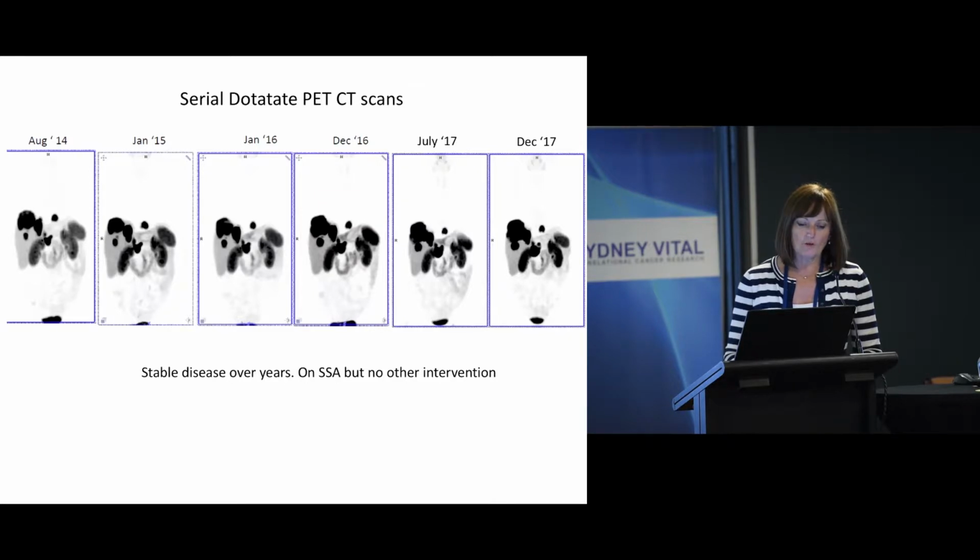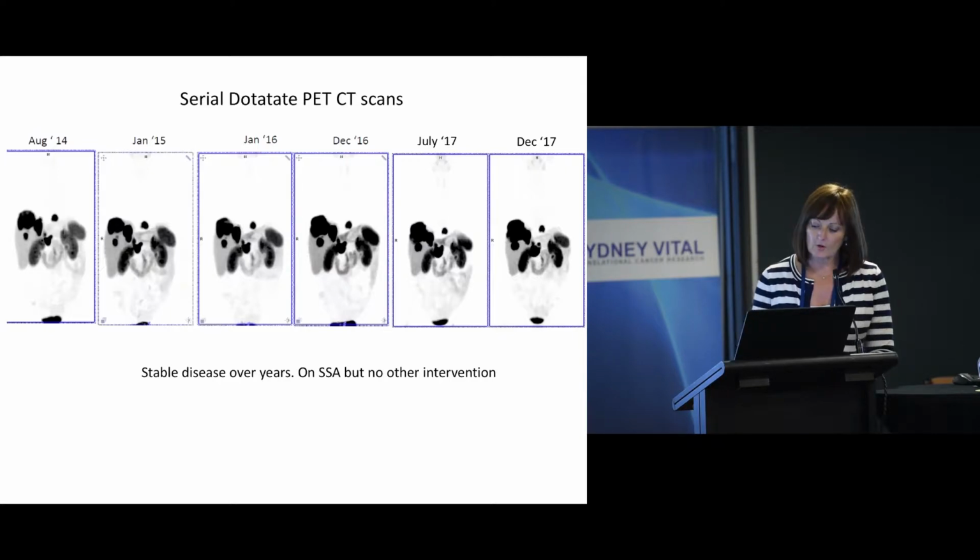And you can see that over this time there's been a slight increase in the size of a couple of the sites of the disease in the liver, but really over a nearly 4-year period, she's got very stable disease, minimally progressive, and she was managed on SSA with no other intervention.